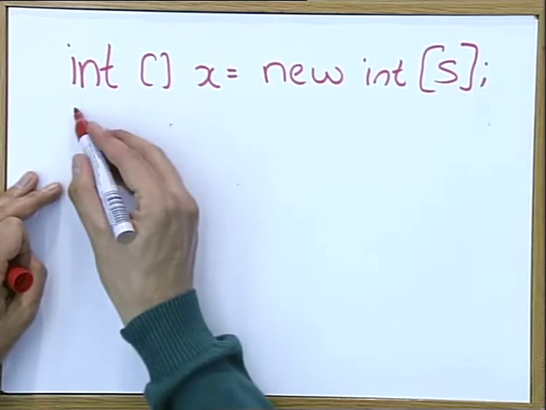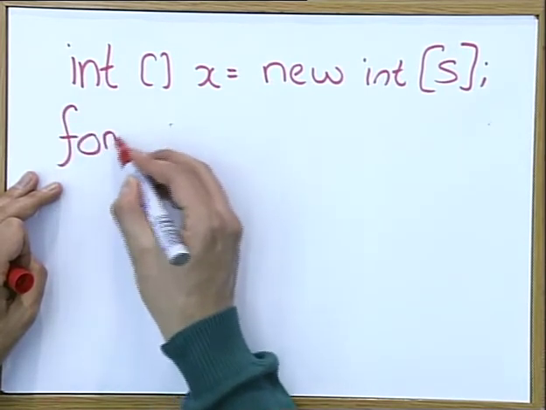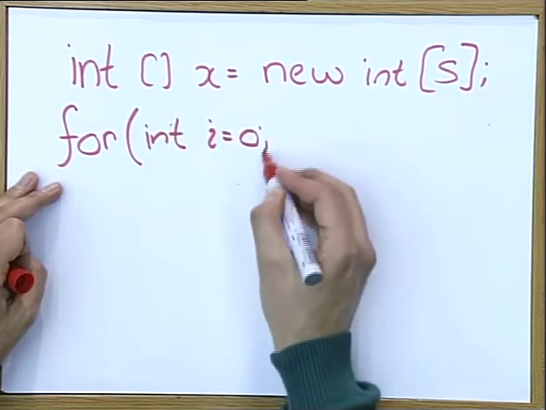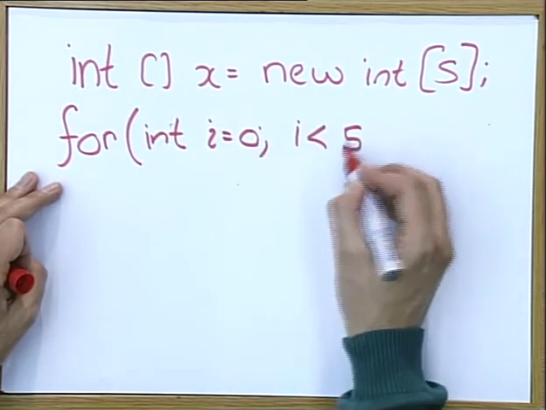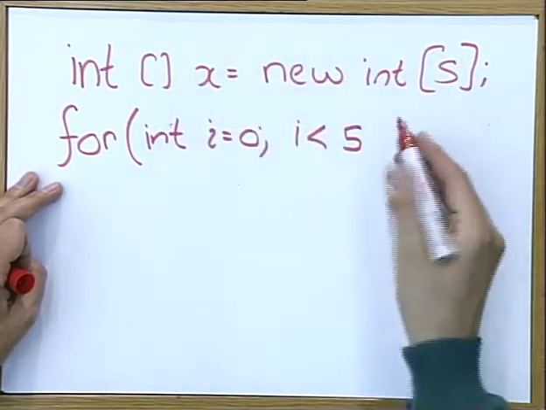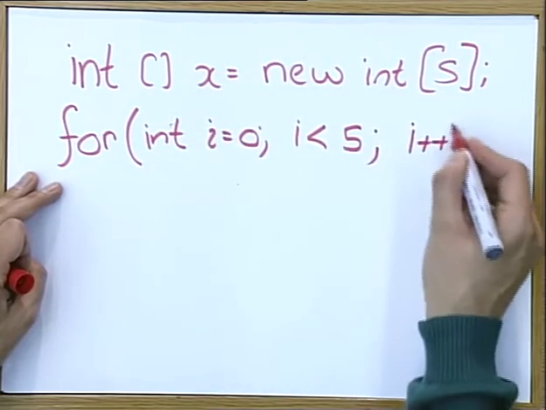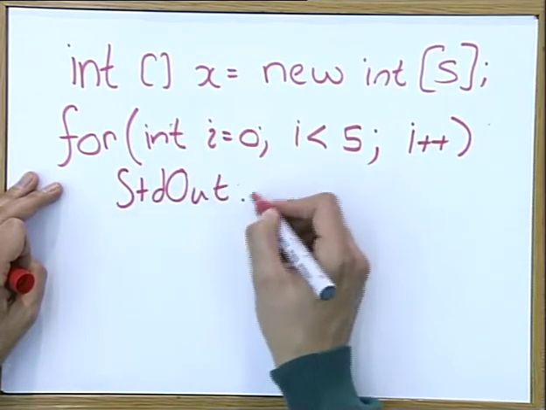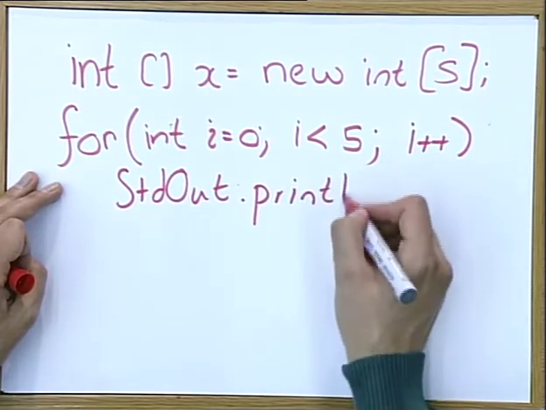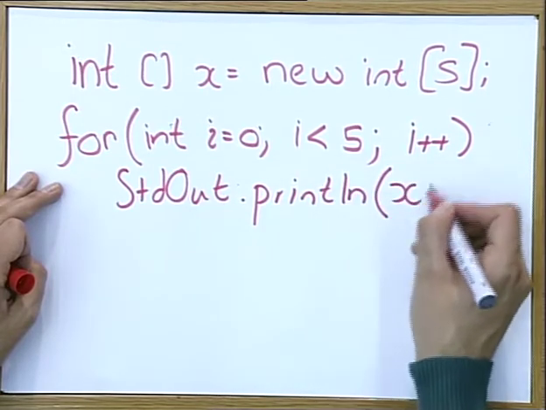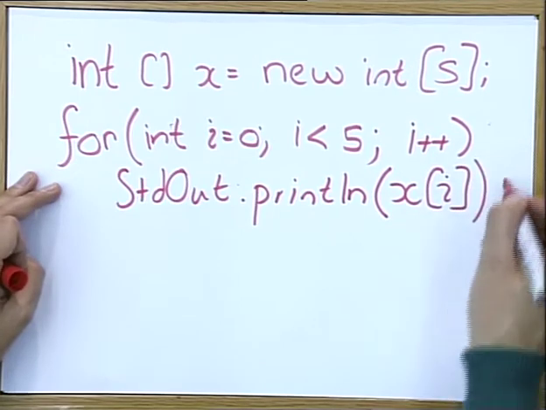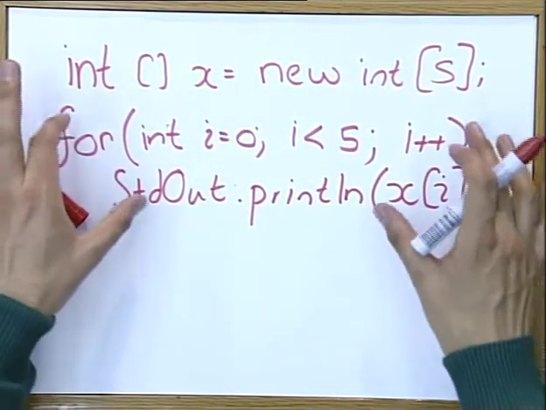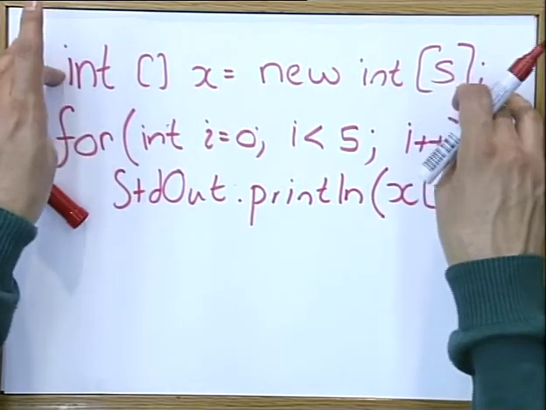Then I can iterate over this array by doing for int i equals 0, i less than 5, or you could probably write x.length, i++, and then I can maybe say System.out.println, and what do I want to print? I want to print this x at position i. So what I do over here is I iterate over all the elements in this data structure.